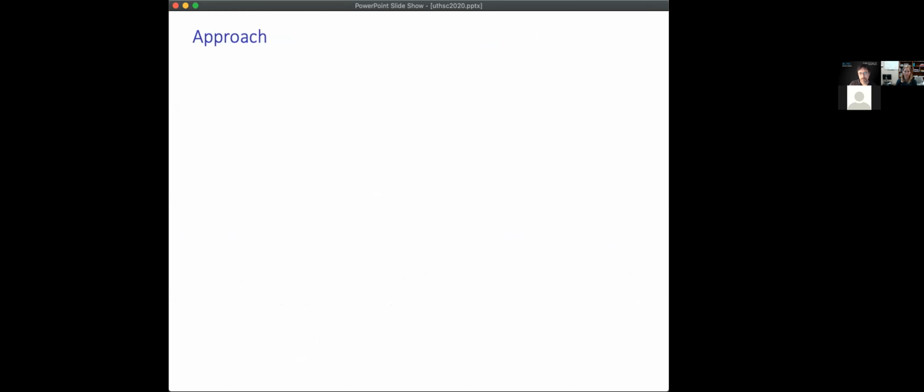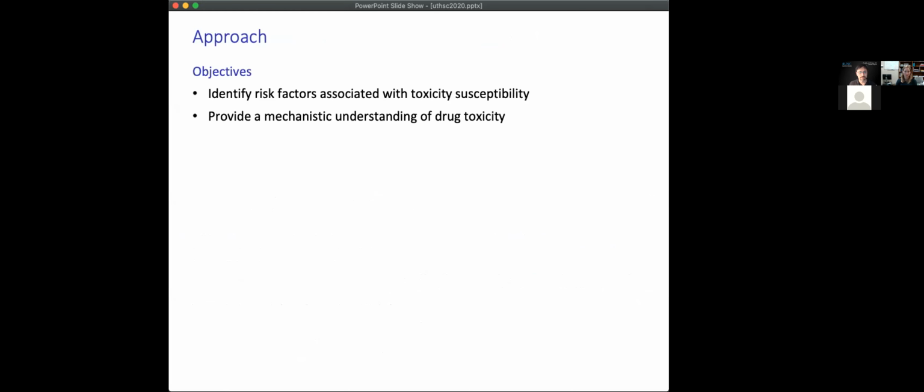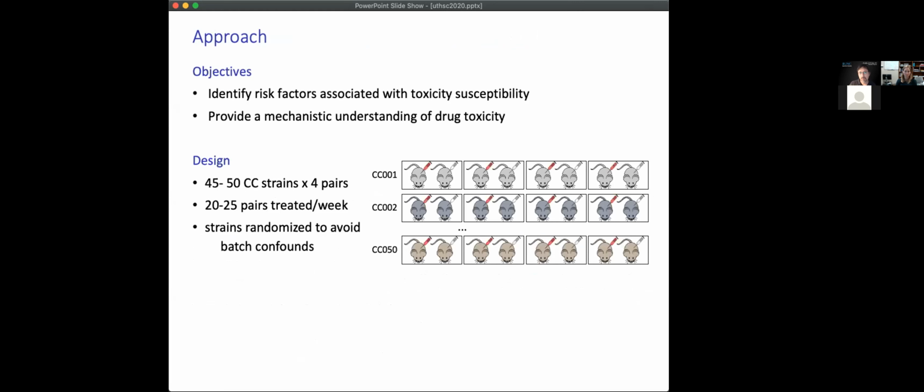The general approach for these studies, so the objectives, has been to identify risk factors associated with toxicity susceptibility, and also ideally to provide a mechanistic understanding of drug toxicity. And their general design has been to use 45 to 50 CC strains. That's how many strains we could get hold of at that time. And use 4 pairs from each strain. And these have all been done in one sex, but there's no reason why you couldn't expand it to more sexes, other than money.